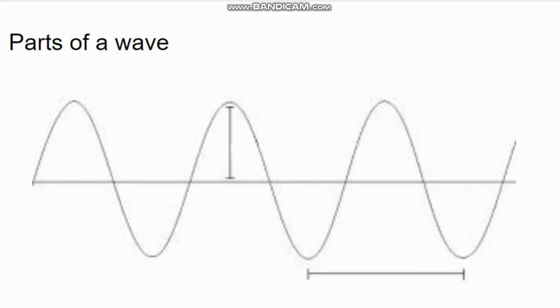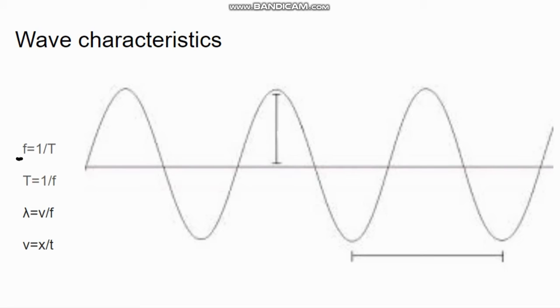So here are the different parts of a wave. This would be the amplitude, and that would be the max vertical displacement of the wave. And these would be the nodes, which are the parts of the wave that don't move. And these would be the antinodes, which are the parts of the wave that move. And that would be the period of the wave.